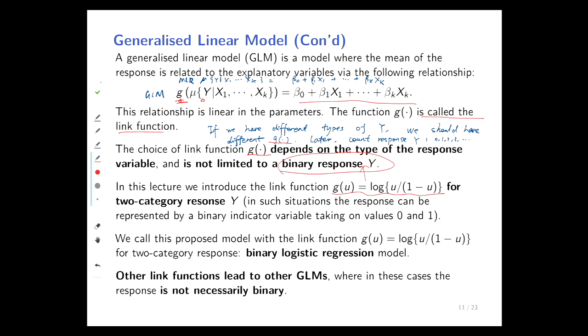But in today's lecture, we only talk about this specific g function, which equals log of u divided by 1 minus u. We are going to use it for the categorical response variable Y. If we consider this specific link function in generalized linear modeling, we call it the binary logistic regression model, and I will explain where this logistic term comes from.